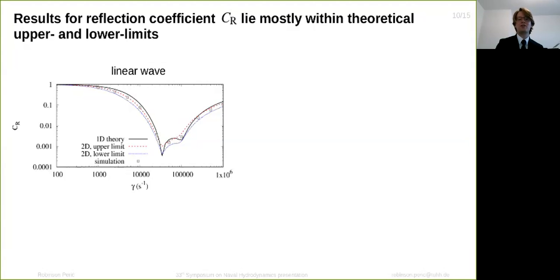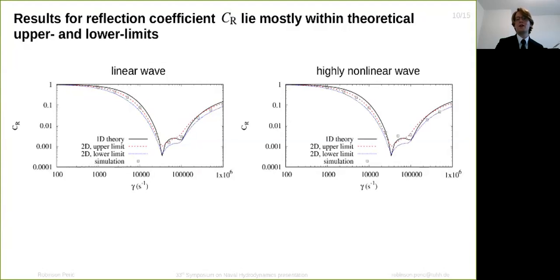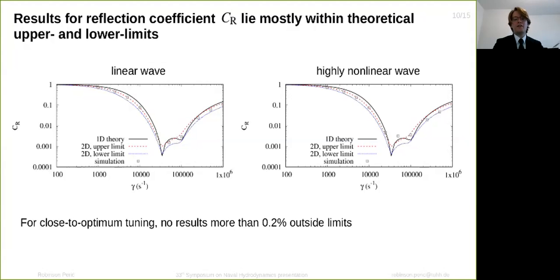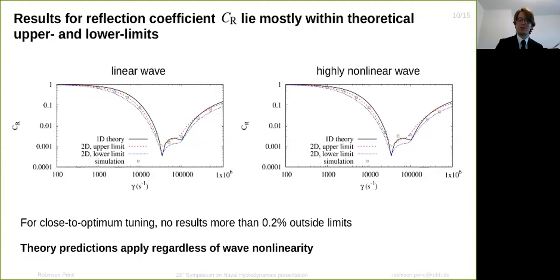Now, the interesting thing is what happens for nonlinear waves, and these waves are really highly nonlinear. That's the plot, and you see the differences are very, very small. In fact, for close to optimum tuning, no results are more than 0.2% outside the analytical limits. So we can conclude that the theory predictions apply regardless of wave nonlinearity. And the question now is why?